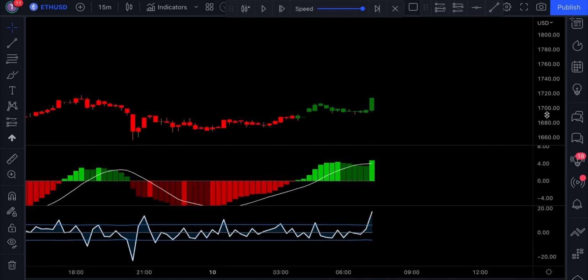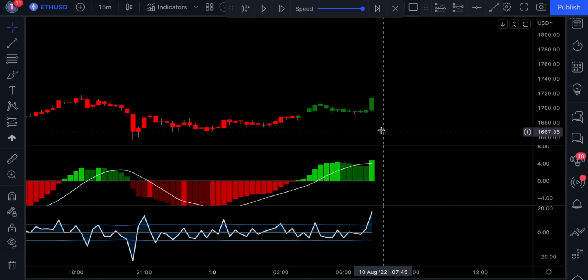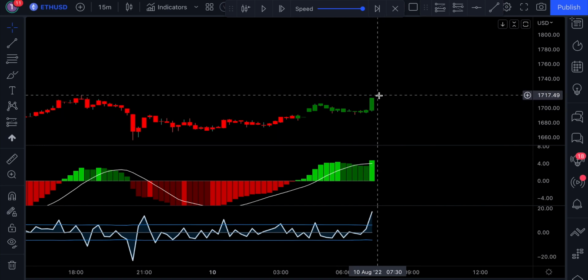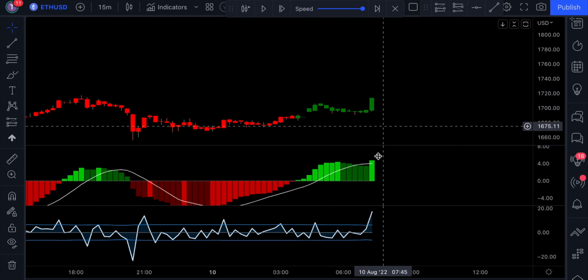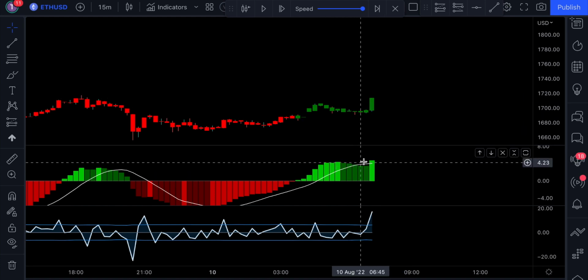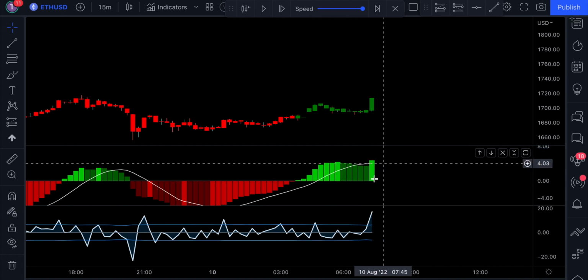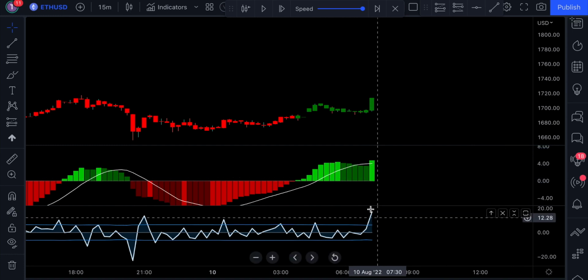Here's another example. First we're looking at the bar color, we see they're green. Next, we take a look at the MACD oscillator for a buy signal. We see the rules are met. And finally we have the volatility indicator confirming the entry.